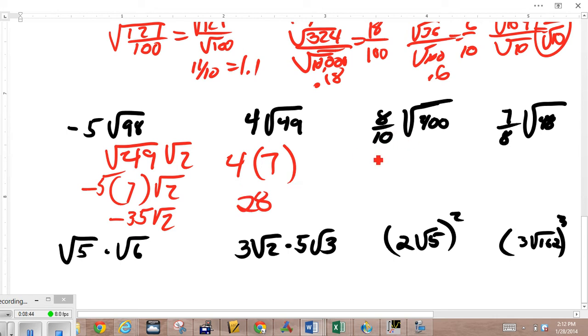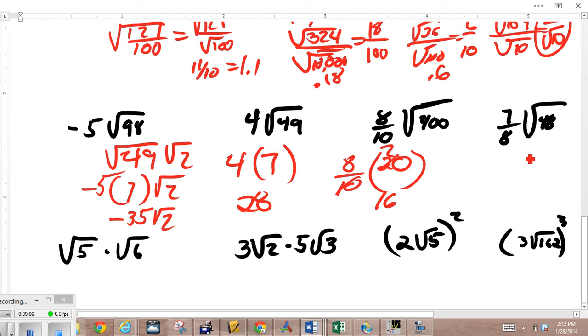This is 8/10 times the square root of 400. Well, the square root of 400 should be recognized as a perfect square. The square root is 20. Okay, we got a nice cancellation here. 10 going into 20 twice, so that's 16. 10 going into 20 twice, times 8, 16.